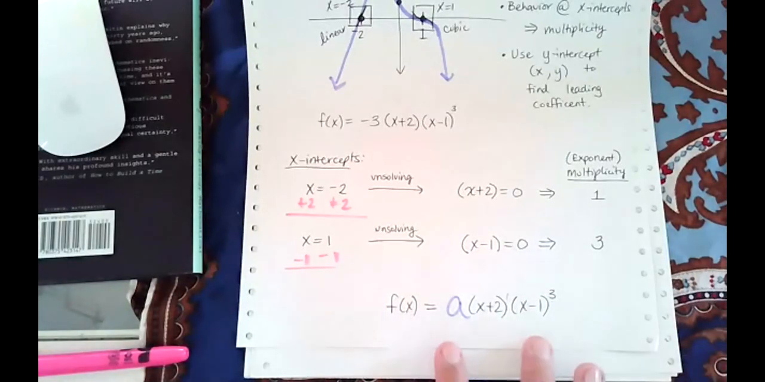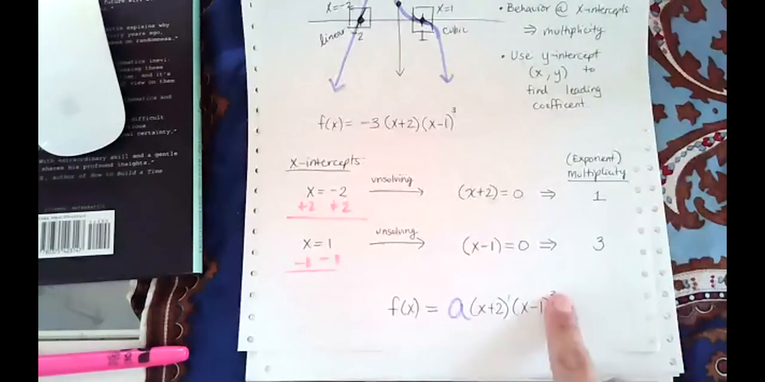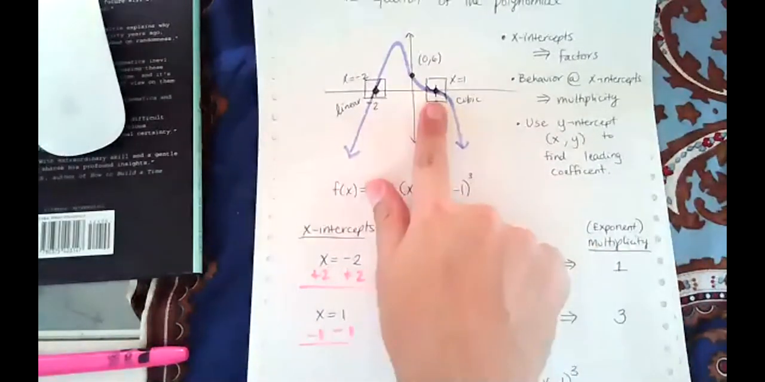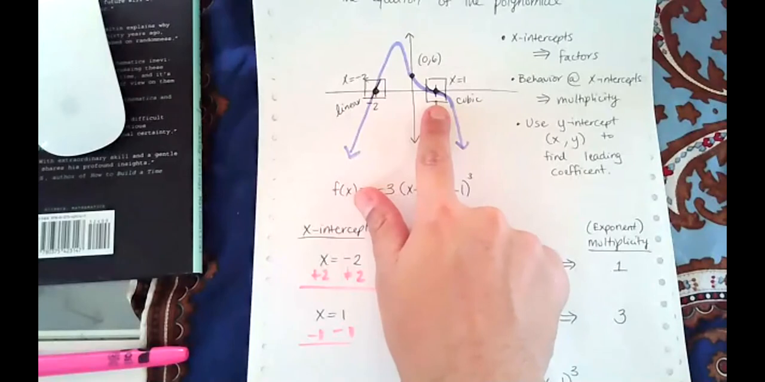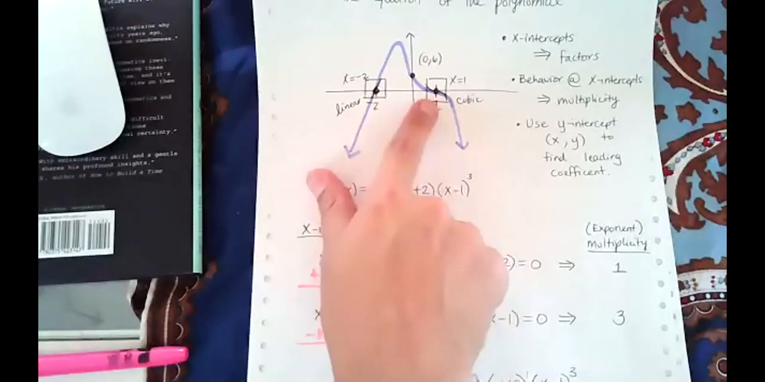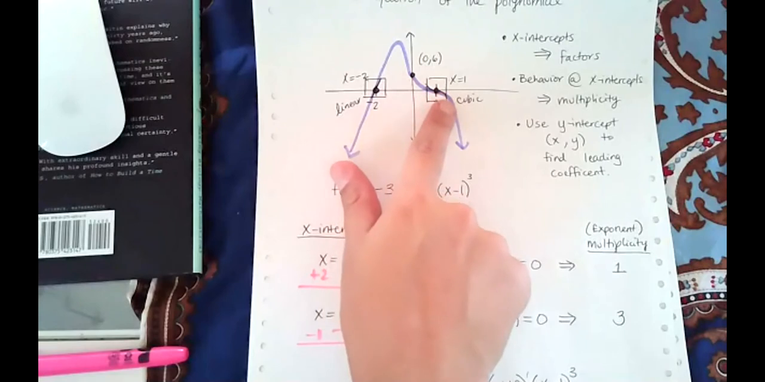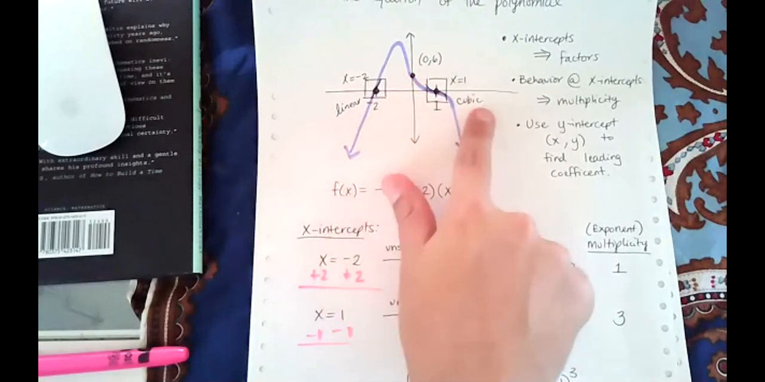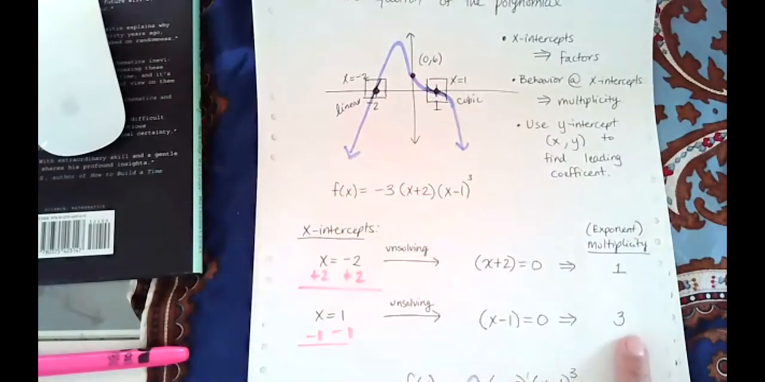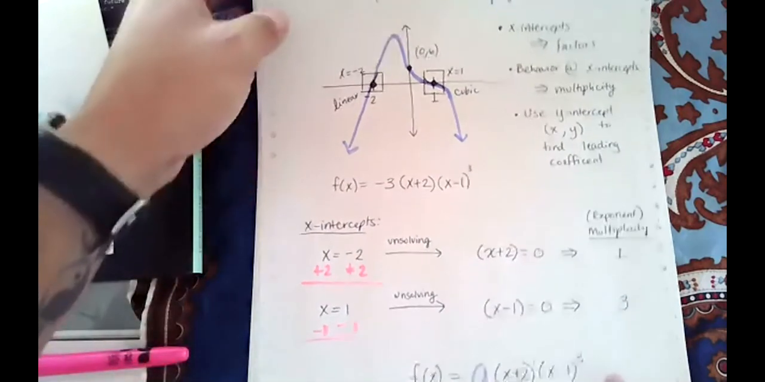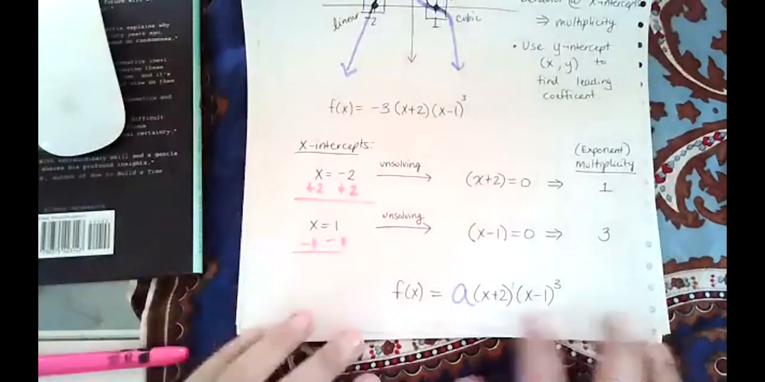Okay, does anybody have any questions up to that point? I'm sorry, how did he get the 3 again? The 3rd power? You have to look at the behavior of the x-intercept. And so the behavior here is squiggling through. When you see that squiggling behavior, it's cubic, which tells you that the exponent is 3. Okay, thank you. Any other questions?